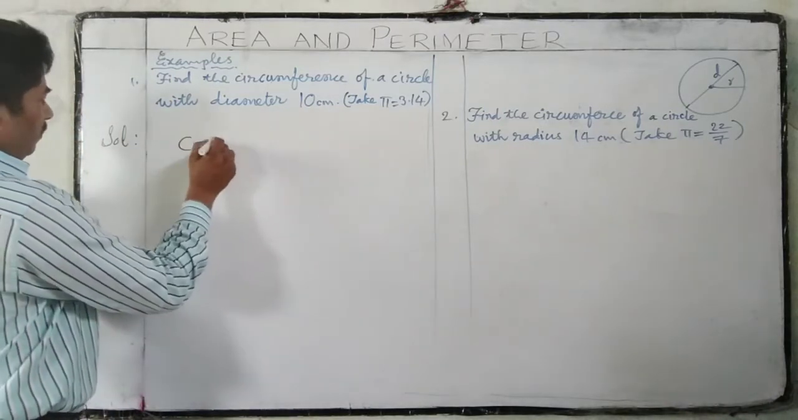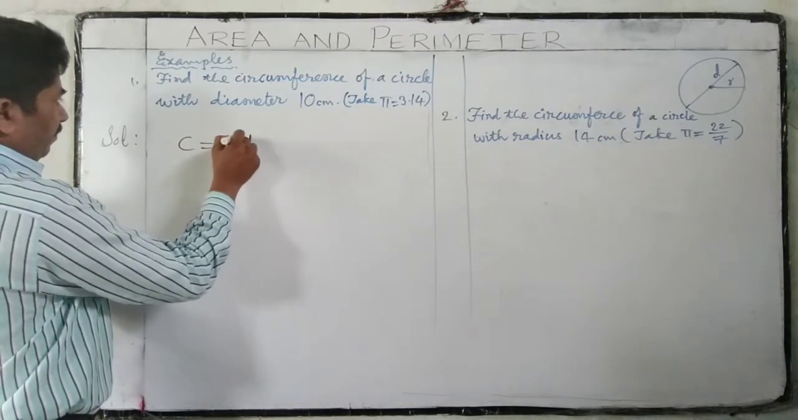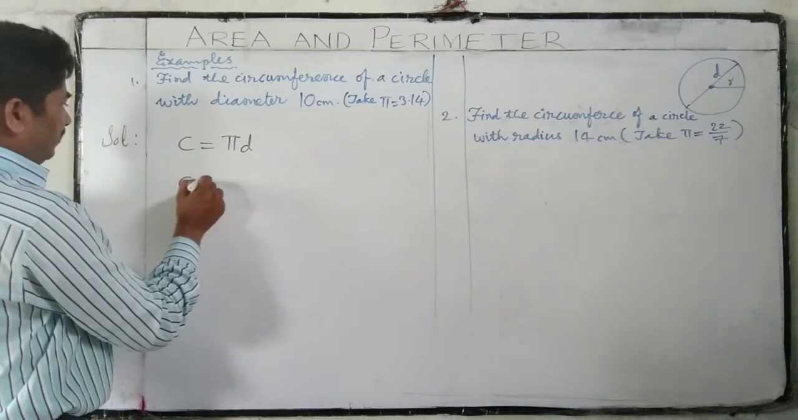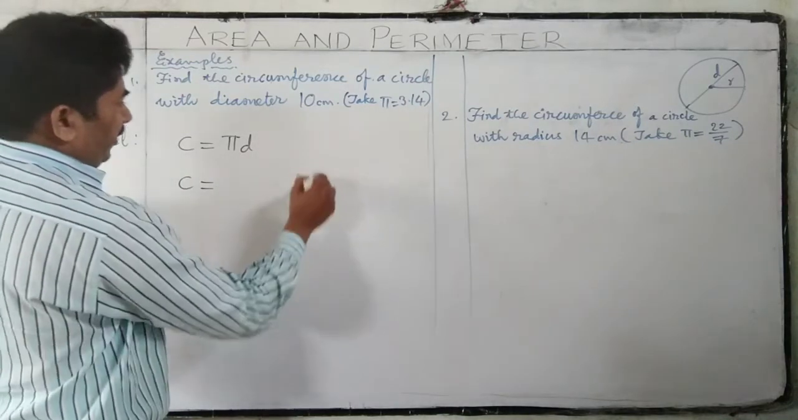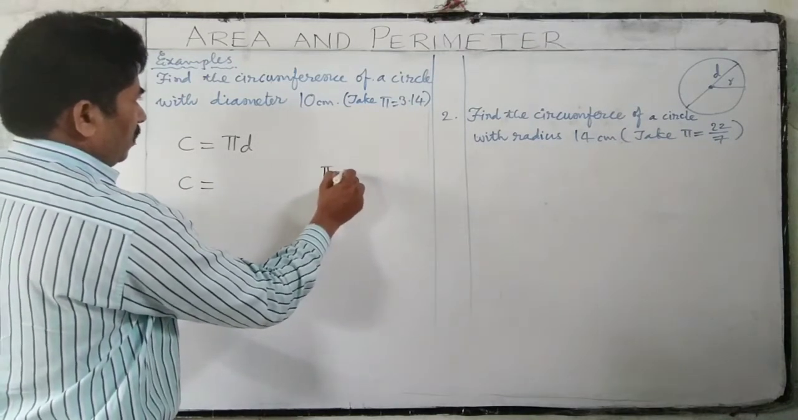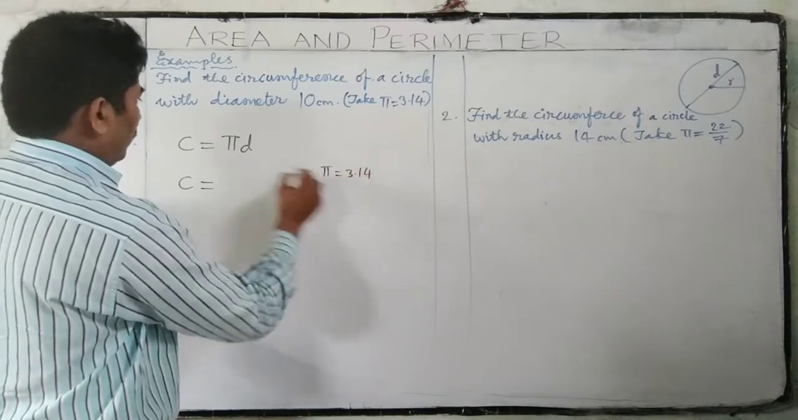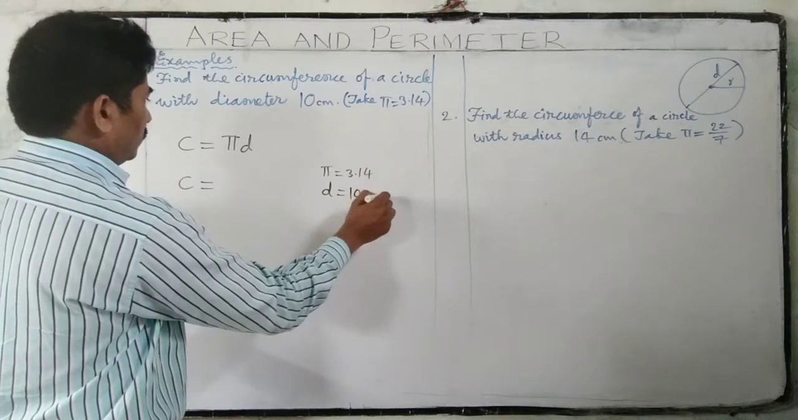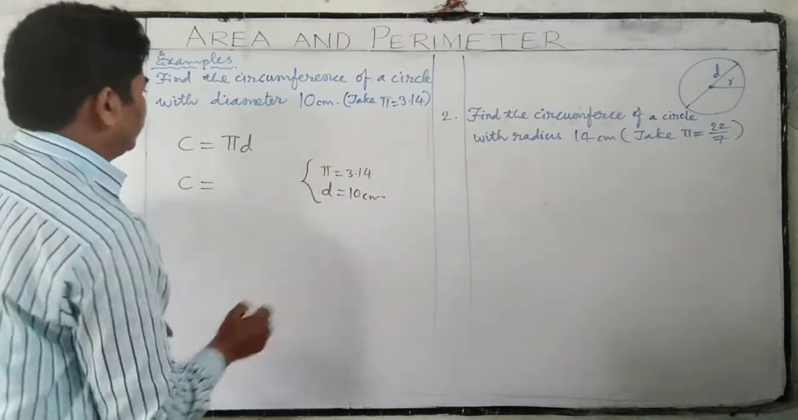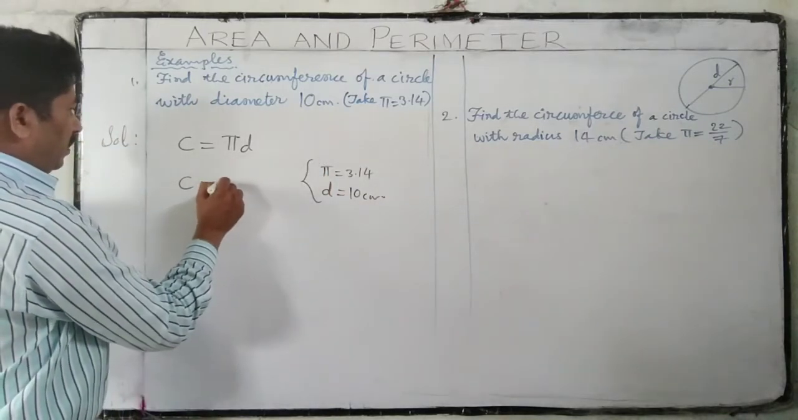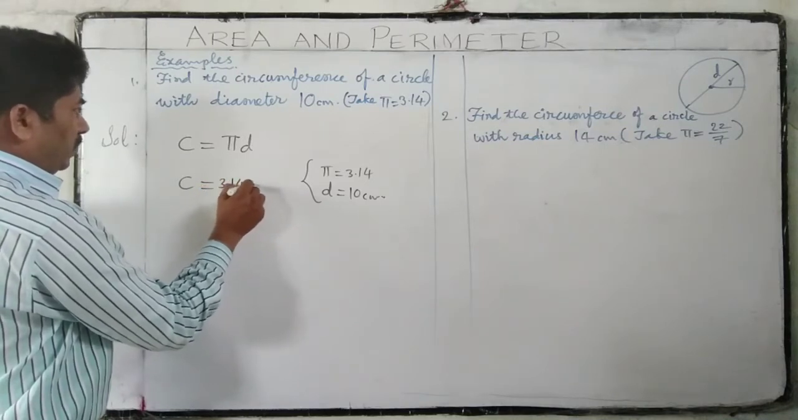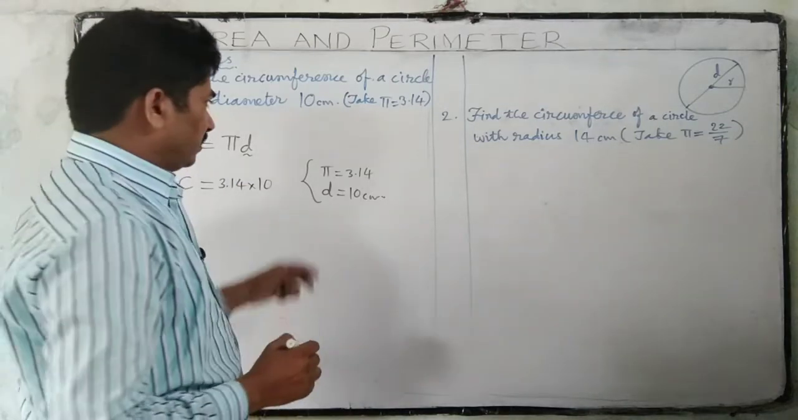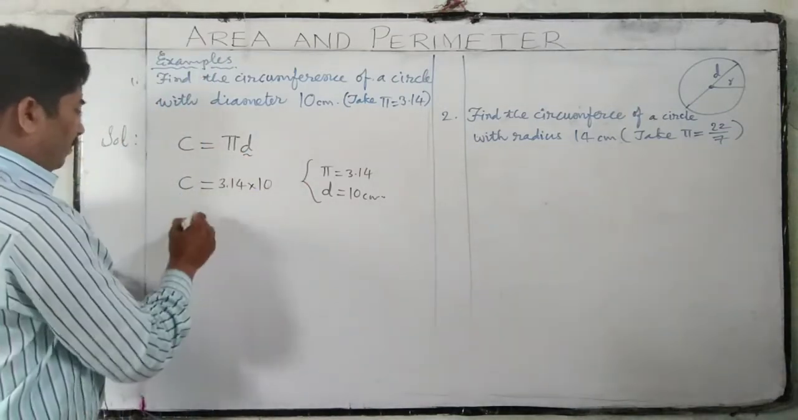Circumference C is equal to pi d if the diameter is given. Here, pi is given as 3.14 and d is also given, 10 centimeters. So these are given. Pi 3.14 into d 10. We have substituted the given values in this formula.